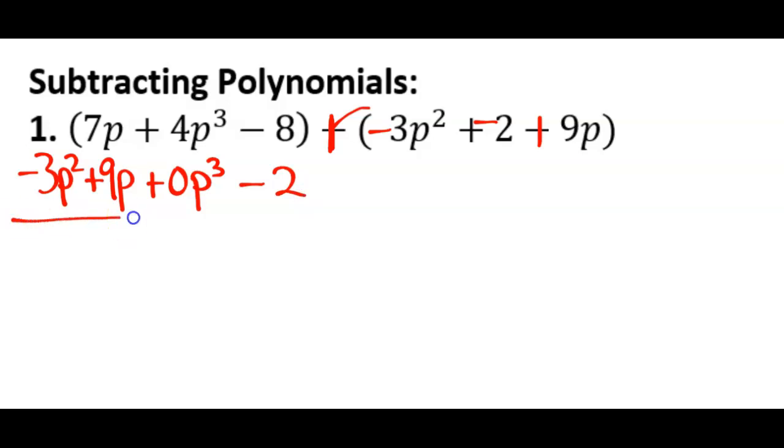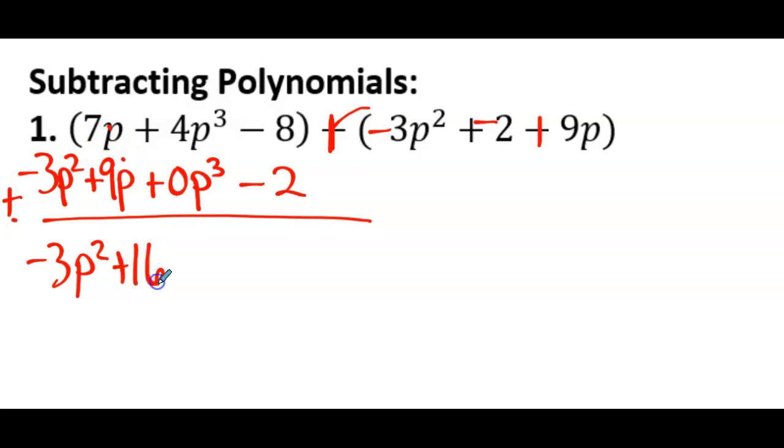All right, now I need to add this together. Is there any other p squared term above this? Nope. So I'm going to have -3p squared. 7 plus 9 is 16, so I'm going to have plus 16p. Plus 4p cubed, because 4 plus 0 is 4. And then -8 plus -2 gives me -10. Now, theoretically, I'd want this in front, but it's okay.